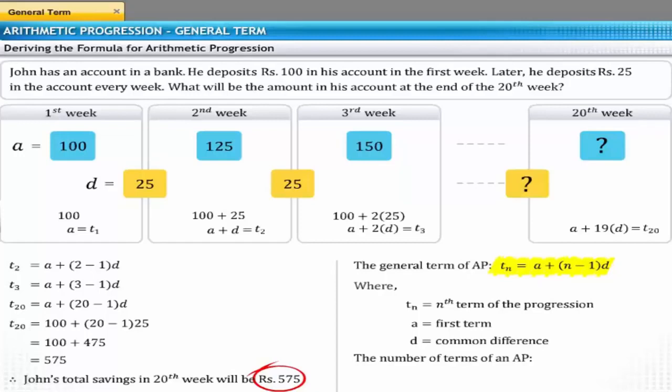The number of terms of an arithmetic progression whose A, D, and Tn are given is n equals Tn minus A divided by D, plus 1.